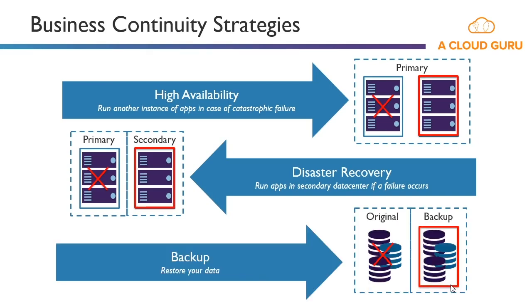And then finally, we have backup itself, and this is where we want to restore data. So we might have our original set of data that's constantly being backed up, and then if something goes wrong with that data, we can restore it, or perhaps we want to restore the entire virtual machine, perhaps in response to a disaster like the previous option. We could then just do a standard restore of that machine.